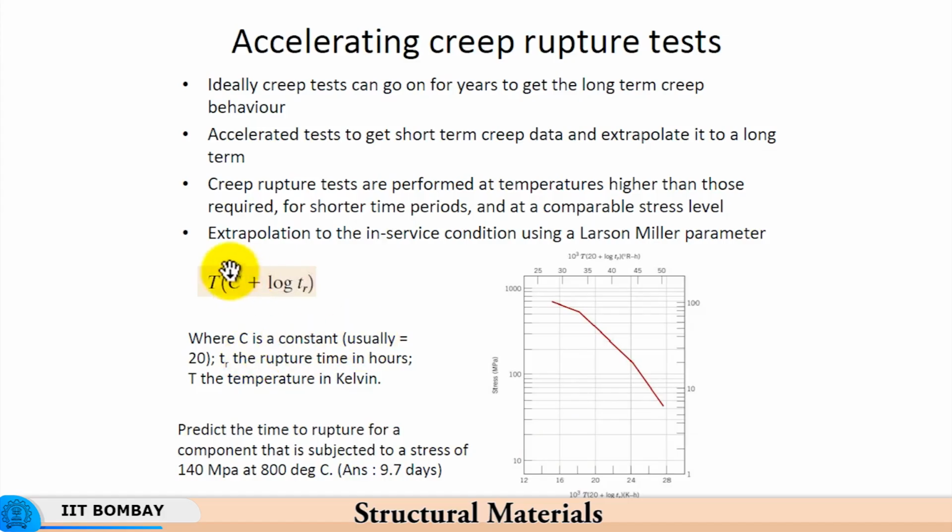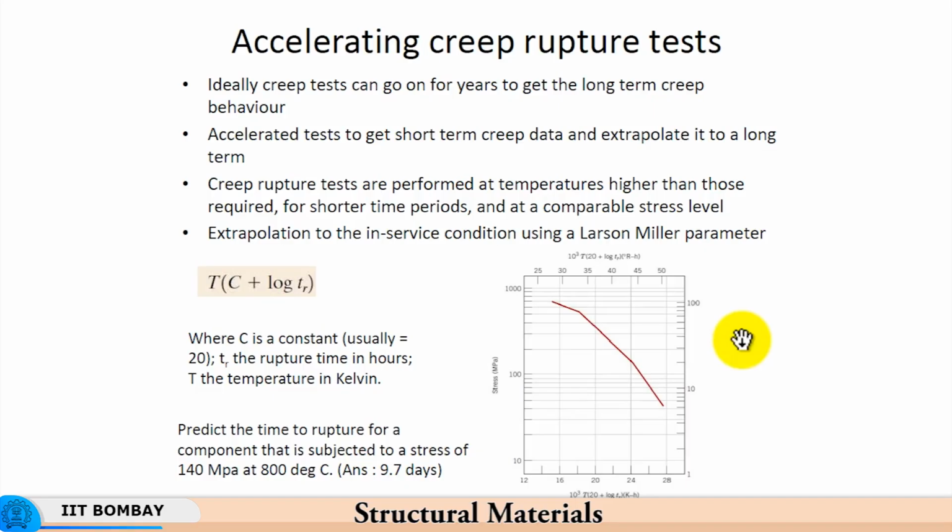Now, this C, this constant in this expression, is usually taken as 20. The time for rupture is in hours, and T, the temperature, is in Kelvin. So, this 800 degrees centigrade will be 1073 degrees Kelvin. So, the corresponding Larson-Miller parameter for 800 degrees centigrade and stress of 140 MPa is maybe somewhere here. So, we have roughly 24 as the Larson-Miller parameter. The temperature being 1073, C being 20, one gets the value of time to rupture as 9.7 days.